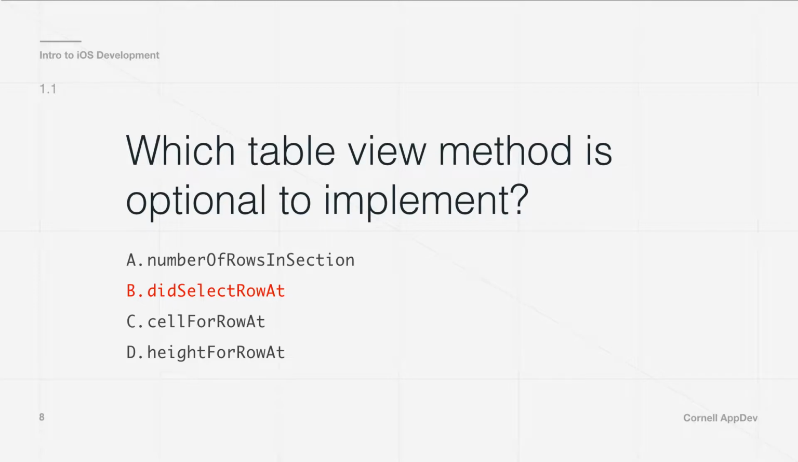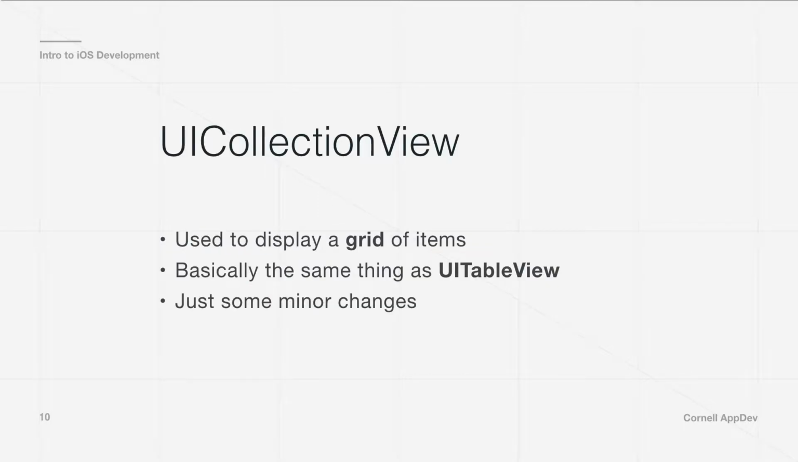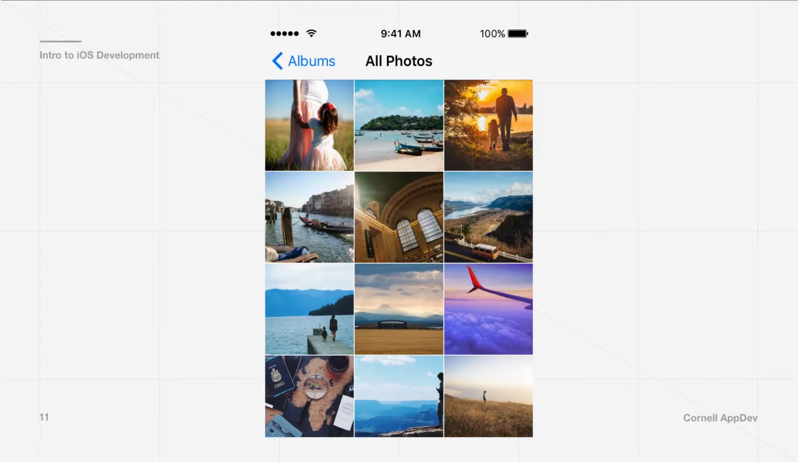All right, cool. So now let's talk about UI collection views. What are collection views? It's basically a way of displaying a grid of items, and it's very similar to UI table view with some minor changes. So here's some examples of UI collection view.